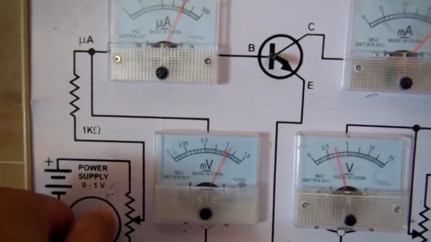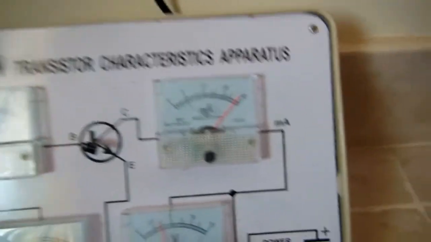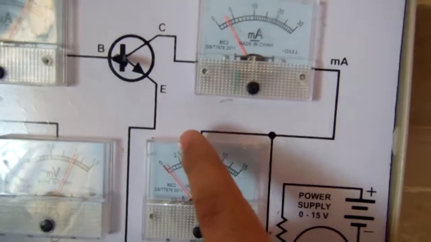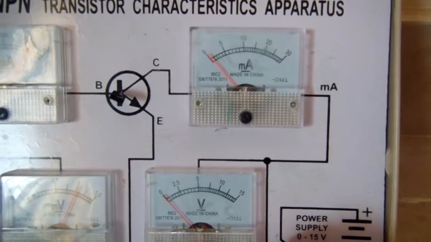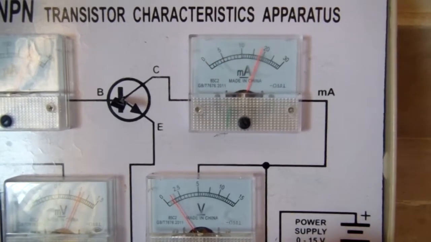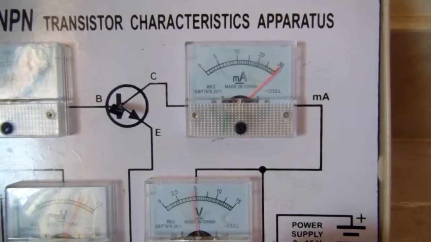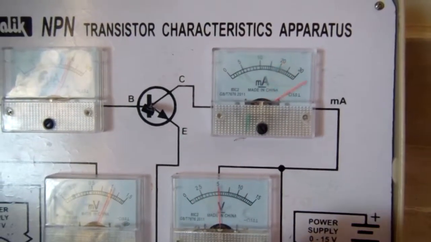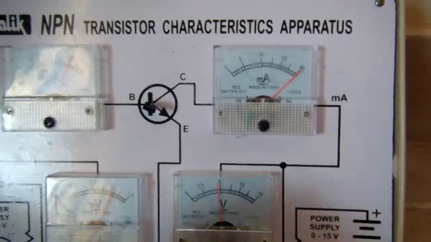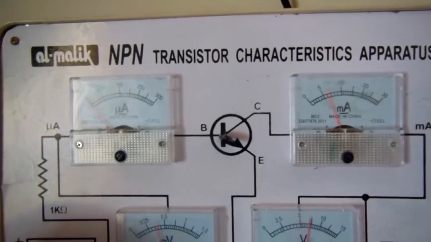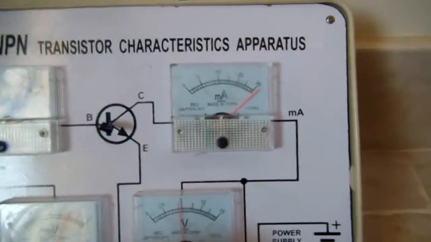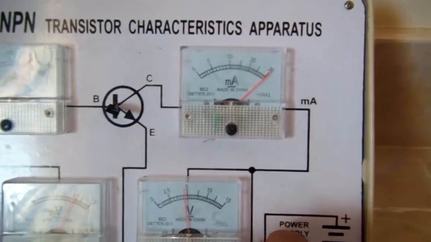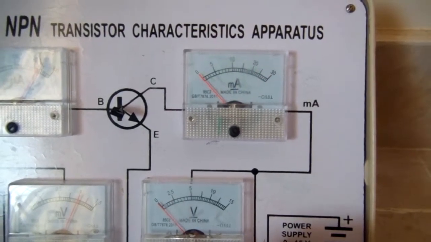So let's increase the base voltage to 1 volt. What happens? Now when we decrease the collector voltage, we see IC also decreases. If we increase the VCE, IC also increases. This is the saturation region. Because there is a direct relation between VCE and IC, the transistor is now in the saturation region.